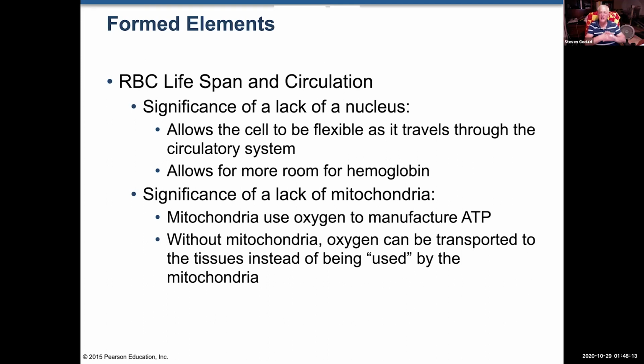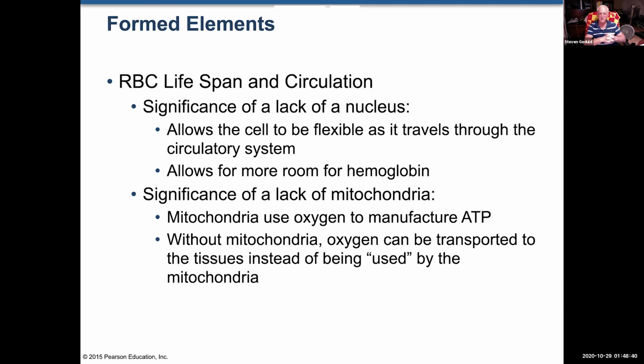Because it lacks a nucleus, the center isn't thick, which allows the cell to be flexible. If the nucleus was there, the cell couldn't bend because it couldn't force its way around the nucleus. So it allows the cell to be flexible as it travels through the circulatory system, and it allows more room for hemoglobin. You don't have the nucleus taking up all that space in the center, so you can bind more oxygen to the hemoglobin, giving a higher oxygen content.